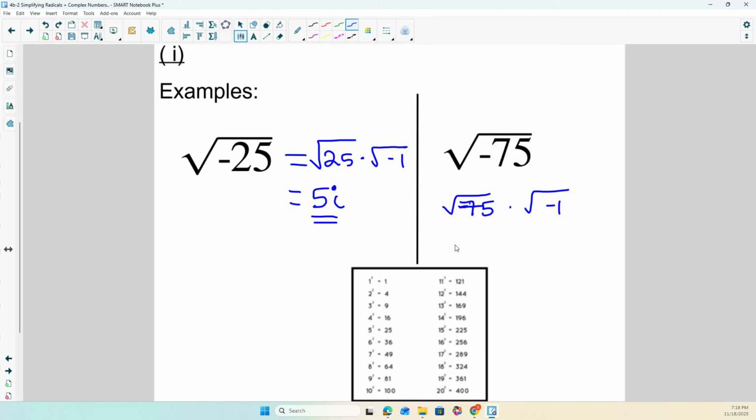So I can rewrite the square root of 75 as the square root of 25 times the square root of 3, and the square root of negative 1 is i. 25 is a perfect square. The square root of 25 is 5. So we're going to put our answer as 5 square root of 3, and then you can put the i. Make sure the i is not under the radical. Or you can write it as 5i square root of 3, because all of this is straight multiplication.